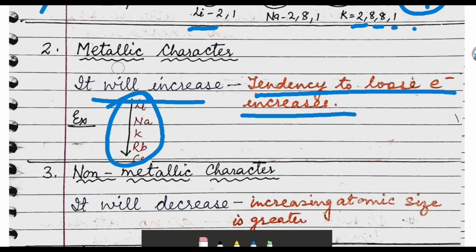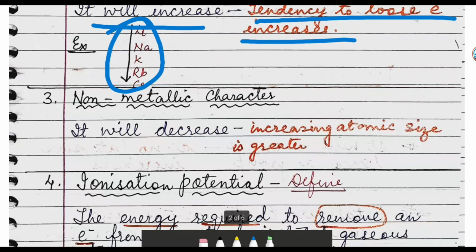The metallic character will increase because they are losing the electron. Now the next is non-metallic character. Now just the vice versa. So as the metallic character is increasing, the non-metallic character will decrease. There is nothing to understand, or any other funda to be used over here. It's just simple.